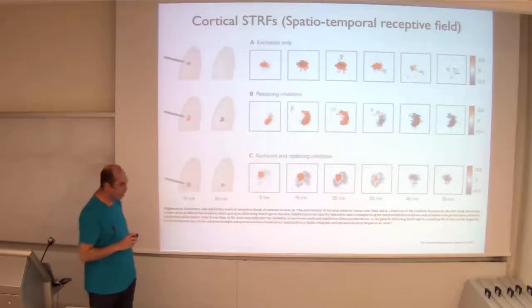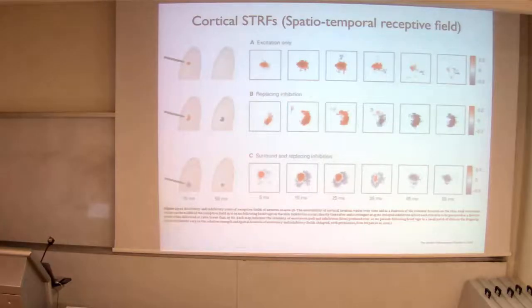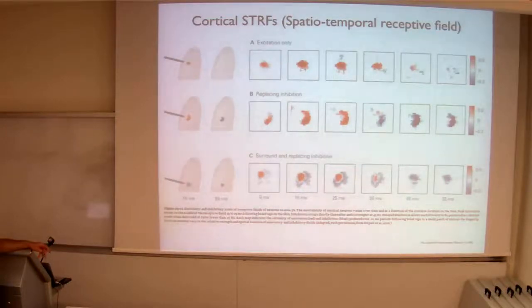So what kind of receptive fields? I don't need to introduce you to the concept of receptive field anymore, right? We're talking about what type of responses you would get from a cortical neuron in primary somatosensory areas. There are different types of receptive fields, and these are spatial-temporal receptive fields, so they're both in space and time.